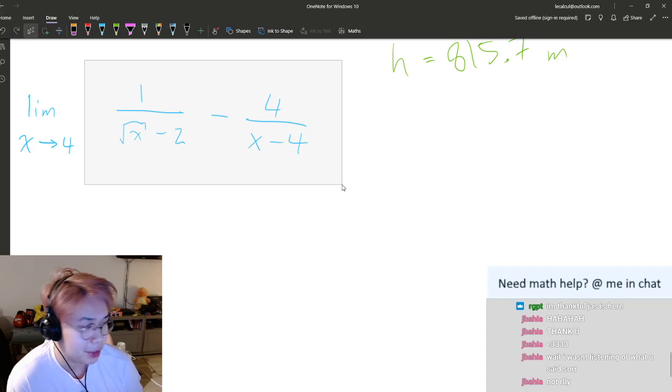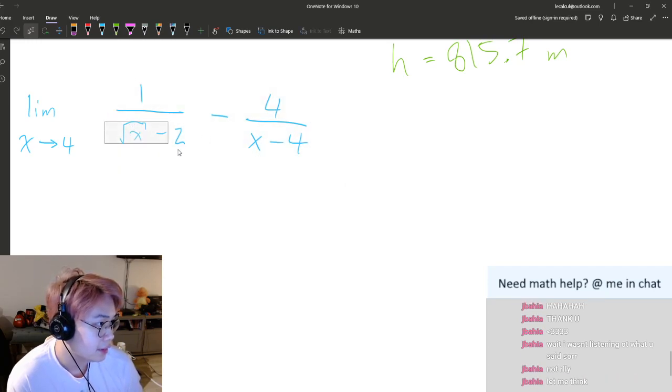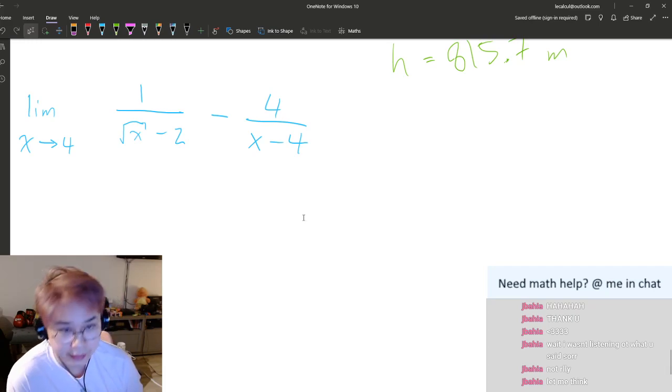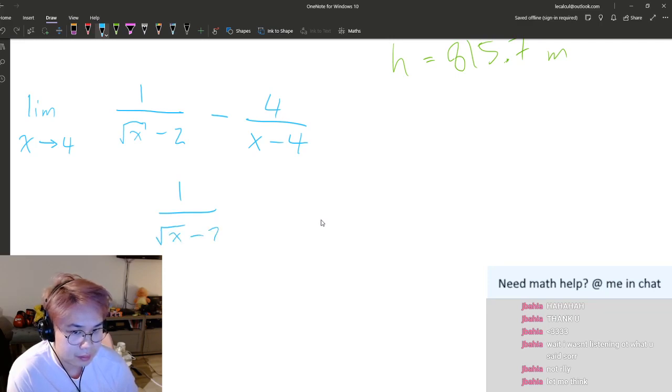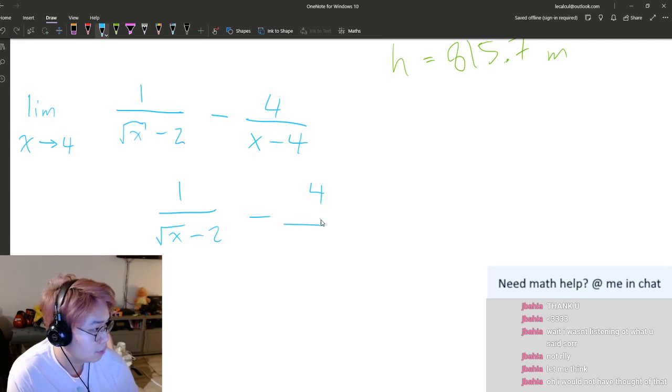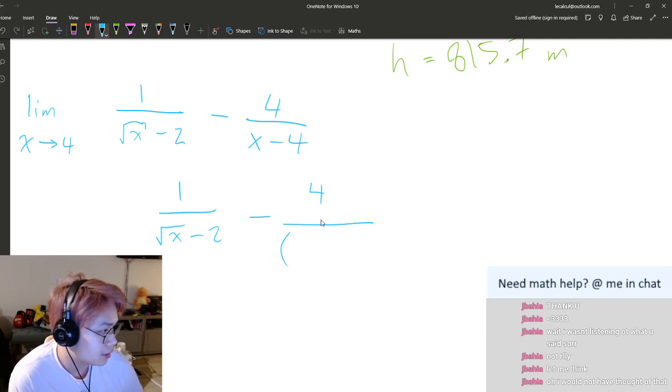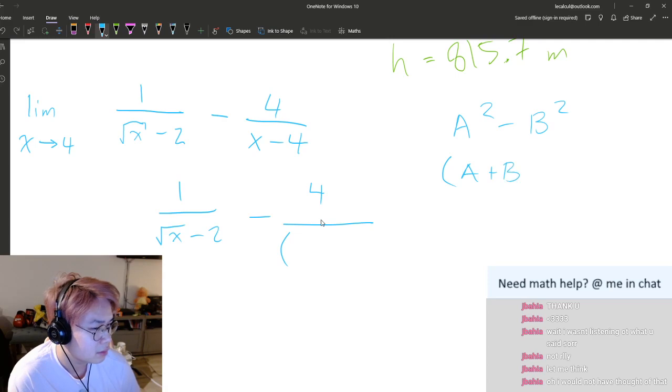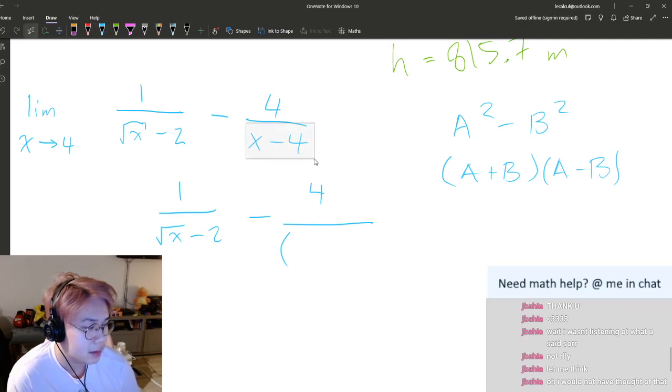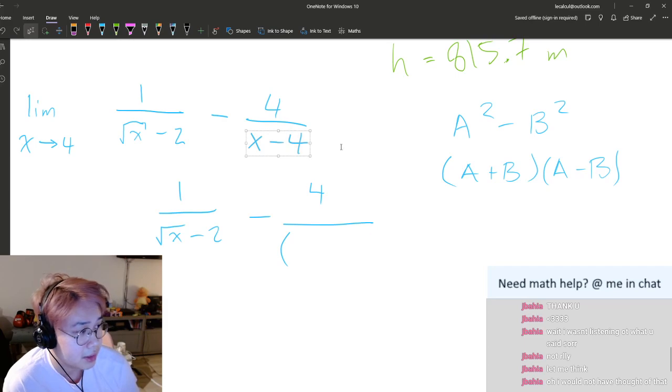Okay, so we have a subtraction of fractions. They have different denominators. So it would be nice if they had a common denominator. This is something that we learn in high school, but normally we don't use it this way. And remember difference of squares? How you can factor this? Anything is technically difference of squares. They're just not nice squares.